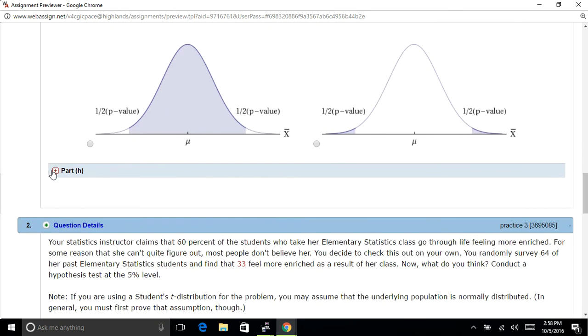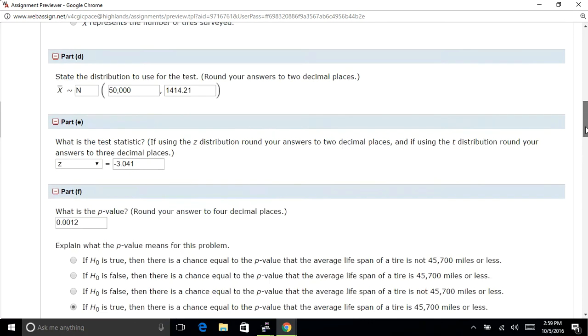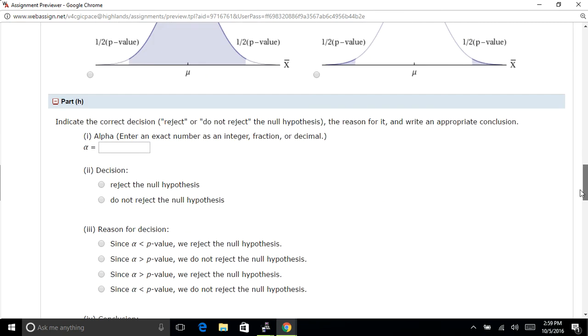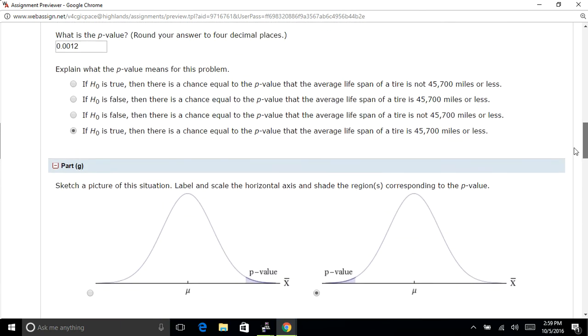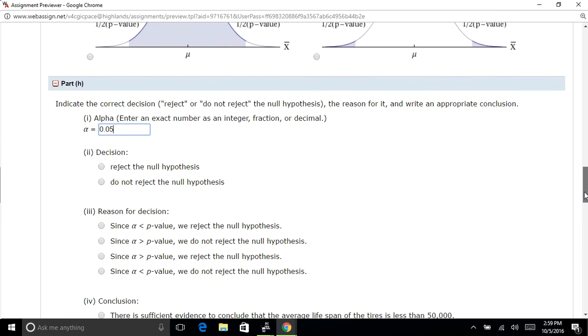All right, so the final part, I need to put my correct alpha value in that. How do I do that? So I go back up to the top, and it says at the 0.05 level of significance. So I'm just going to put that in here, right? So what is my decision? So I need to take my alpha and compare it to my p. So my p is 0.0012, which is a lot smaller than 0.05. So I'm going to reject my null.